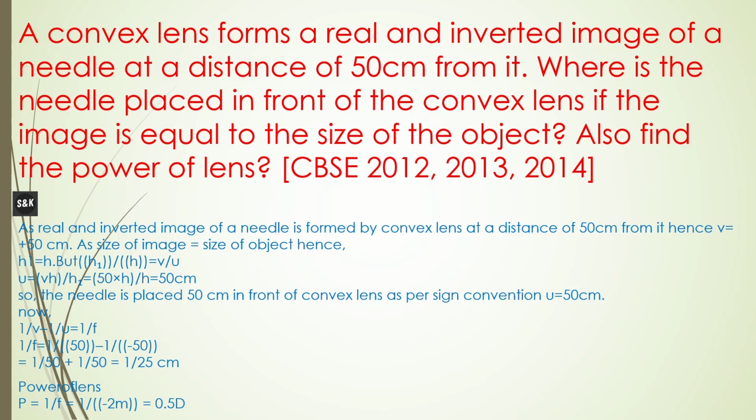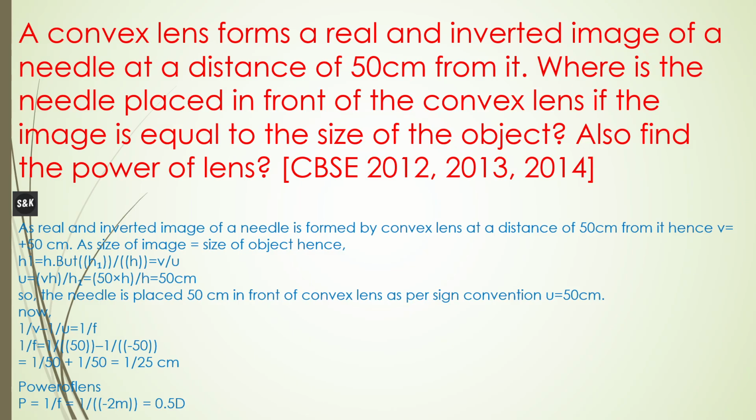The image distance from the lens, which is v, equals 50 centimeter, as the size of image is equal to the size of object. So h1 equals h, but h1 upon h equals v upon u, which implies u equals v h upon h1. So here putting the values, we get u equals 50 centimeter. So the needle is placed 50 centimeter in front of the convex lens. As per sign convention, u equals minus 50 centimeter.